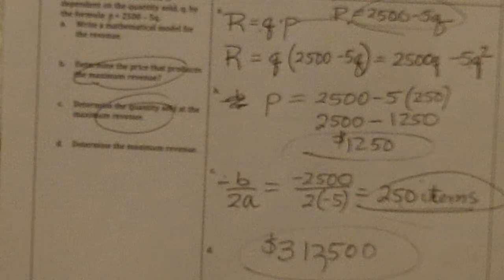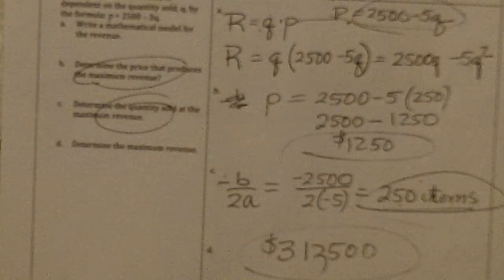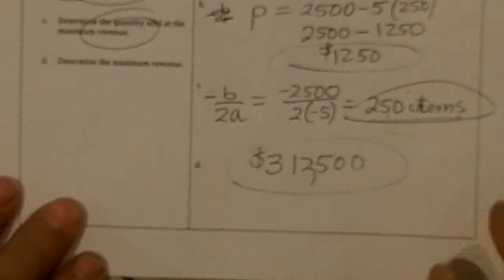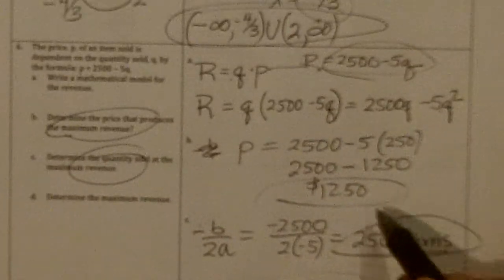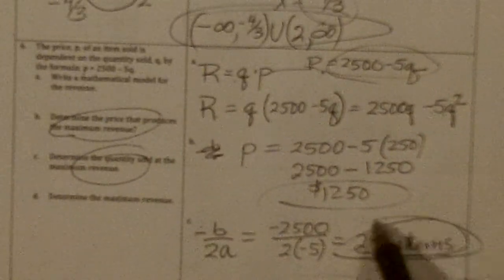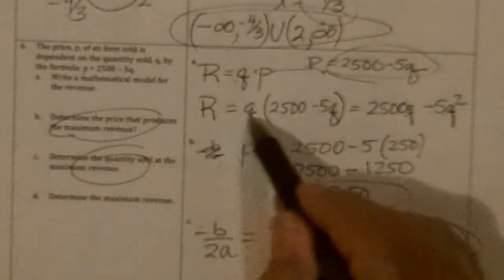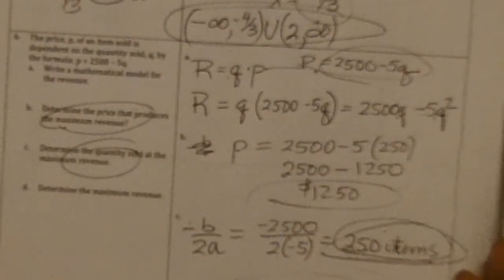Okay, let's see what else I got here. Here we go. So that's number 6. I could have gotten the same number by putting the 250 in the place of the Q into the equation, and it would also give me that.